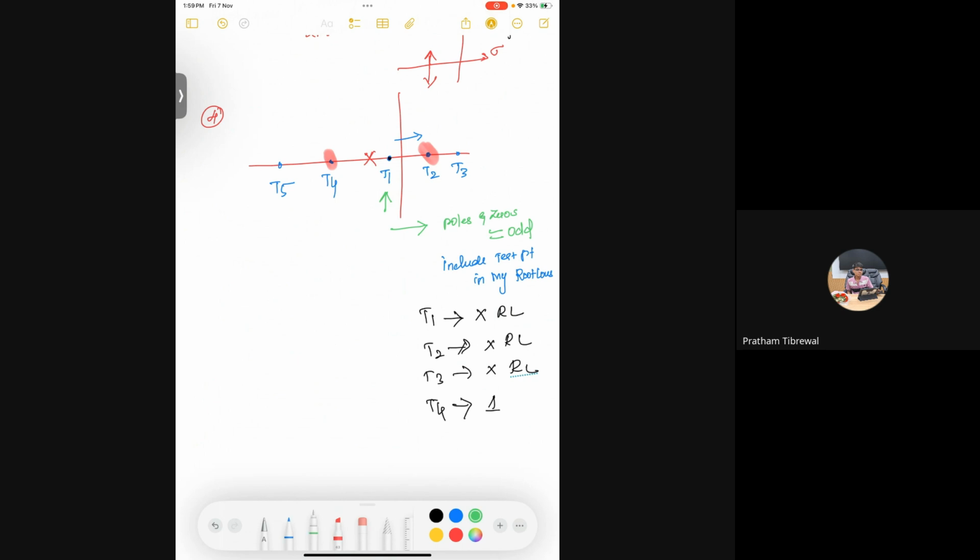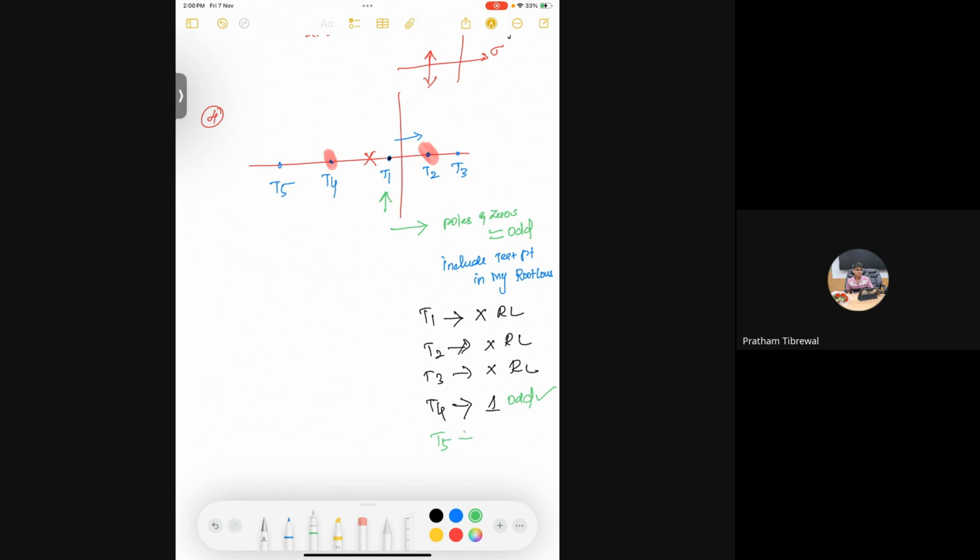But it's in real axis, so that's fine. Anywhere here would be applicable. The number of poles lying to the right of the test point, is it odd or even? The number of poles is only one, so therefore odd. So if it is odd, then I will take this test point T4 in my root locus.